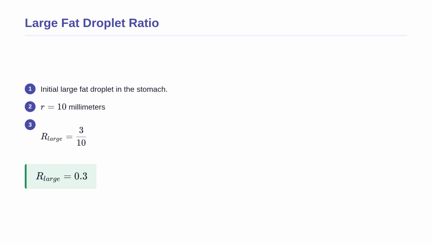Let us apply this formula to see what happens before emulsification. Imagine a person eats a heavy, fatty meal. Initially, the fat forms a large, single droplet in the stomach with a radius of 10 millimeters. We want to find its surface area to volume ratio. We use our geometric formula, substituting 10 for the radius. Dividing 3 by 10 gives us a final ratio of 0.3.